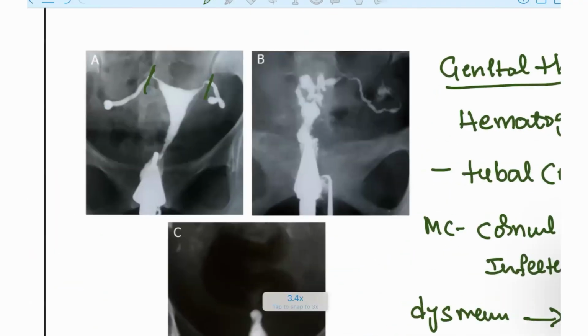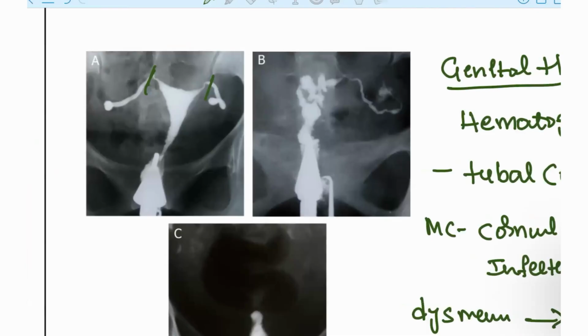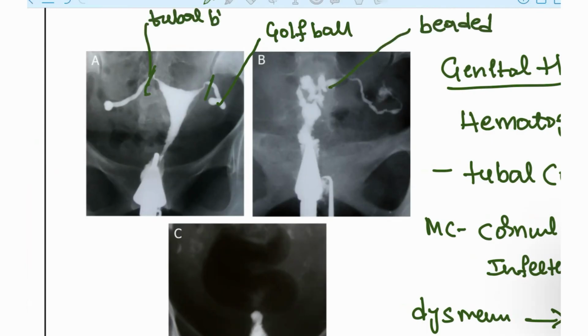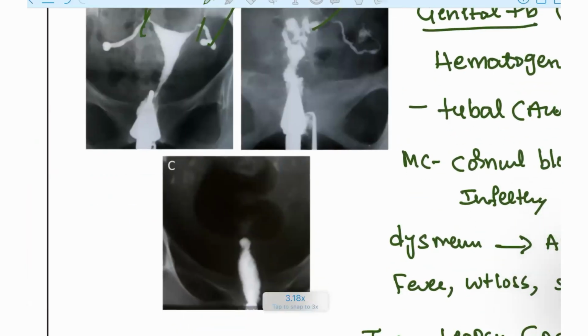Okay, so in this picture, this is known as a golf ball appearance. This is a beaded appearance, and both of these are known as a tubal block. These are the pictures that are commonly seen in these patients. This is what I was telling you. This is known as a Leech-Wilkinson cannula. Okay, this is how we are going to insert it.